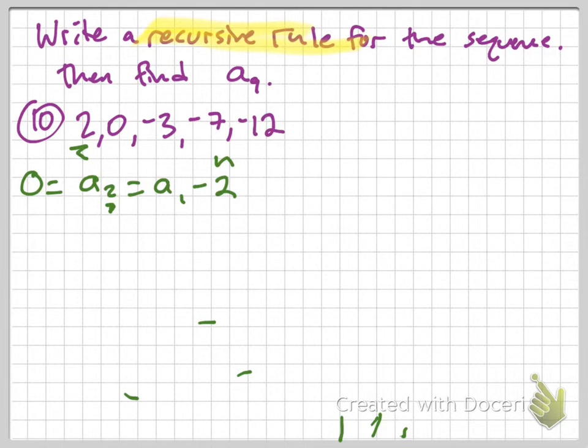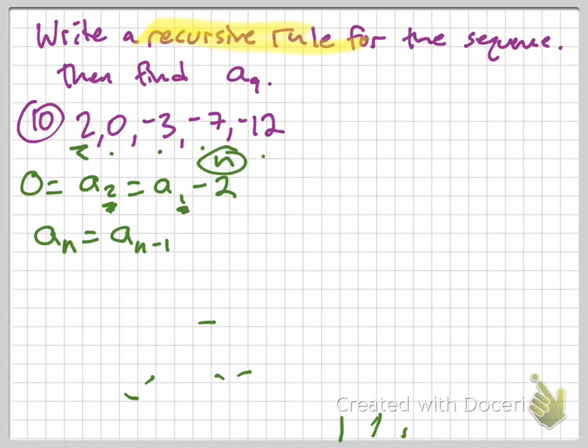Since it's the second term, we subtracted 2. The third term, we subtracted 3. Fourth term, we subtracted 4. Fifth term, we subtracted 5. So since n is the number of the term, I think we could come up with a rule to find that recursively: any term is just going to be the previous term, which is what we always do in a recursive rule.